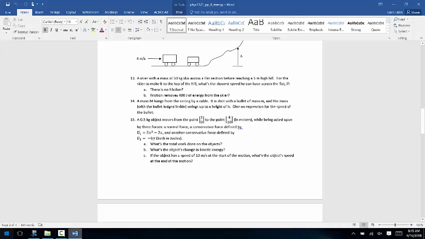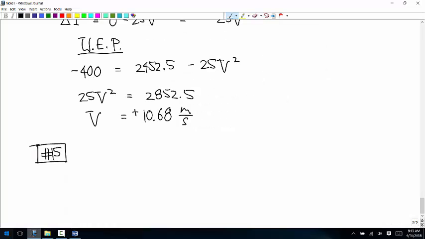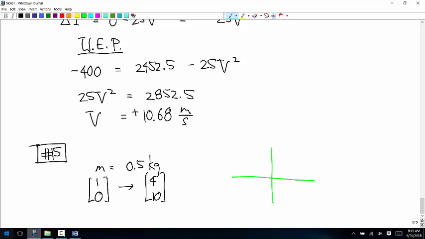A 1/2 kilogram object moves from the point (1, 0) to (4, 10). So it moves from here to here or something. We don't know anything about the path.